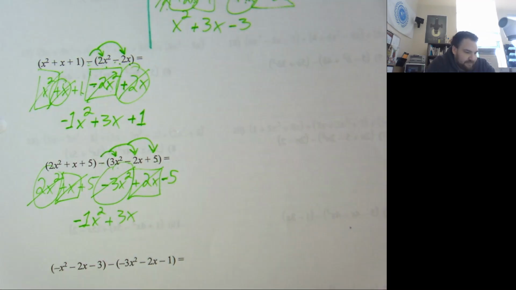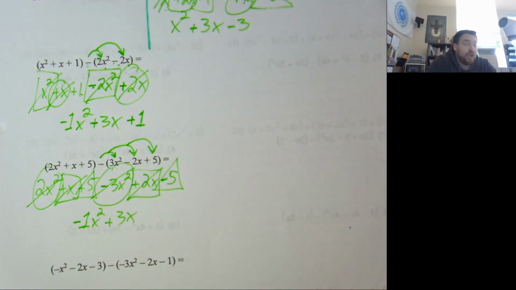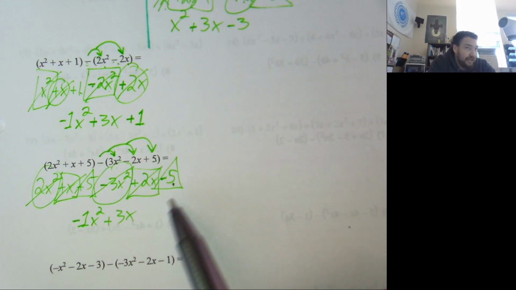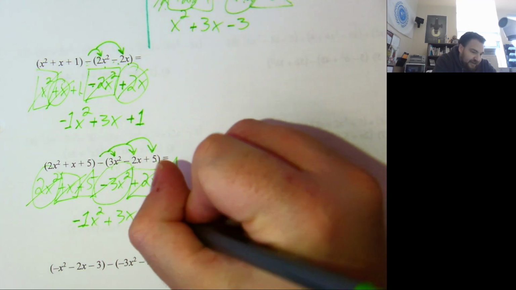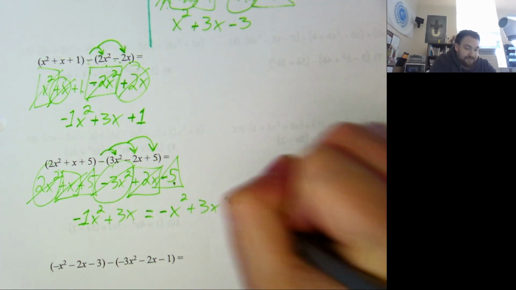And then I've got a positive 5 there and a negative 5 there. Those are like terms because neither of them have any variables. They're both constant terms. So then plus 5 minus 5 is? 0. And you don't have to write plus 0. 0 is gone. So my final answer, negative 1x squared plus 3x. I could write it as negative x squared plus 3x. And that's it.